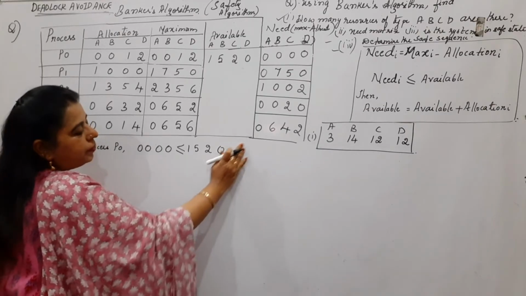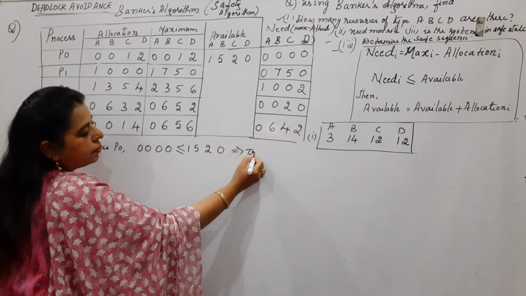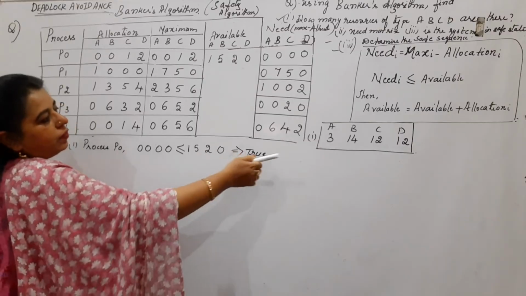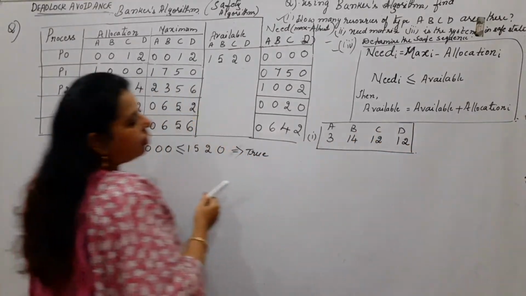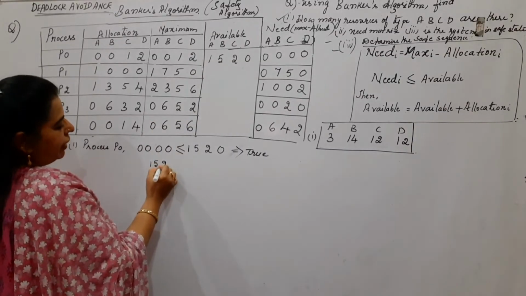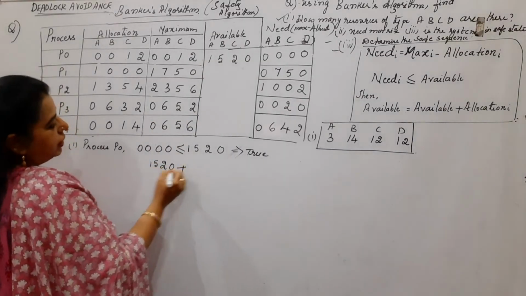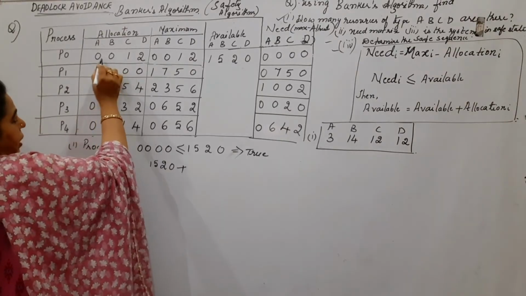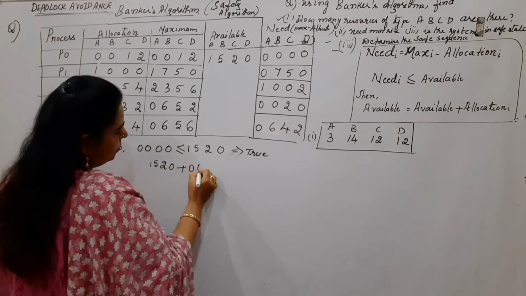So I can write here, it is true, less than or equal. Then immediately what do you have to do? Available equals available plus allocation. What is available? 1 5 2 0, plus allocation of P0, which is 0 0 1 2.